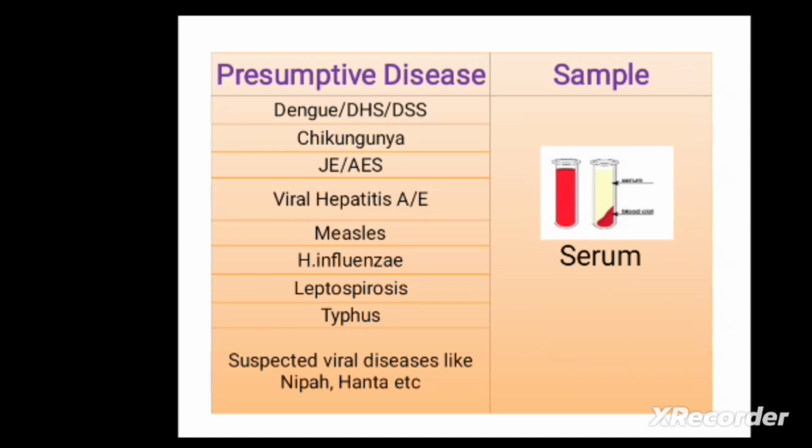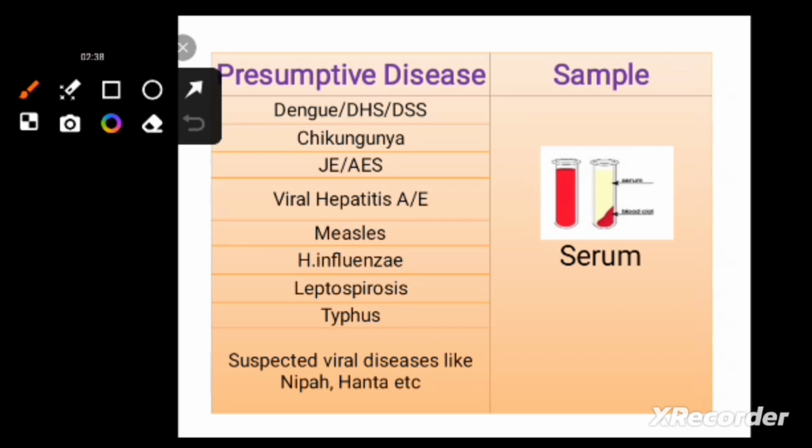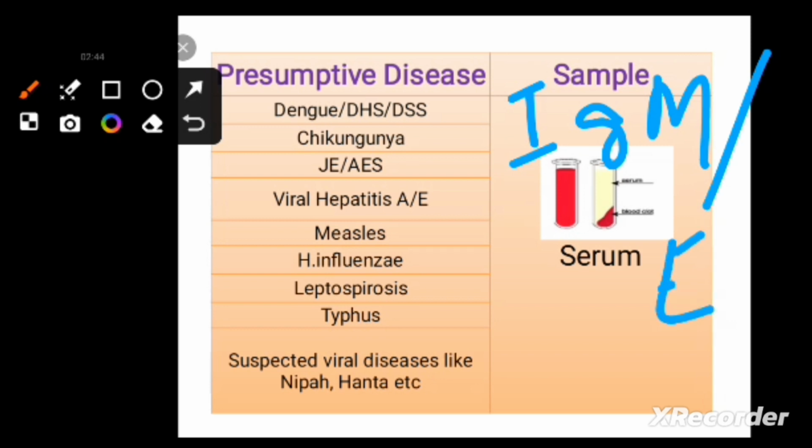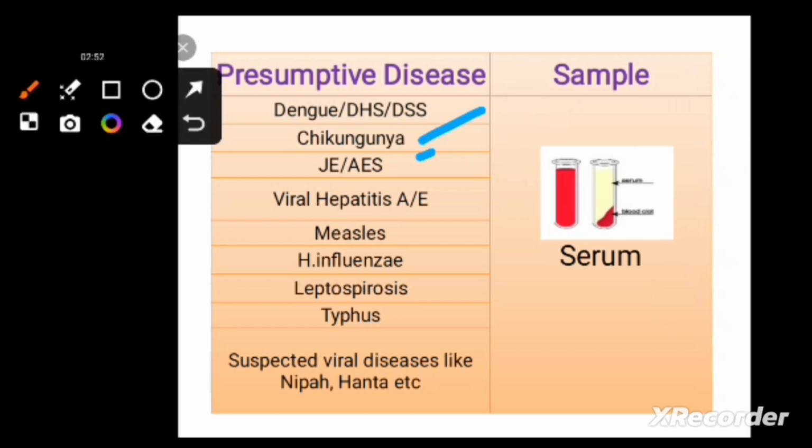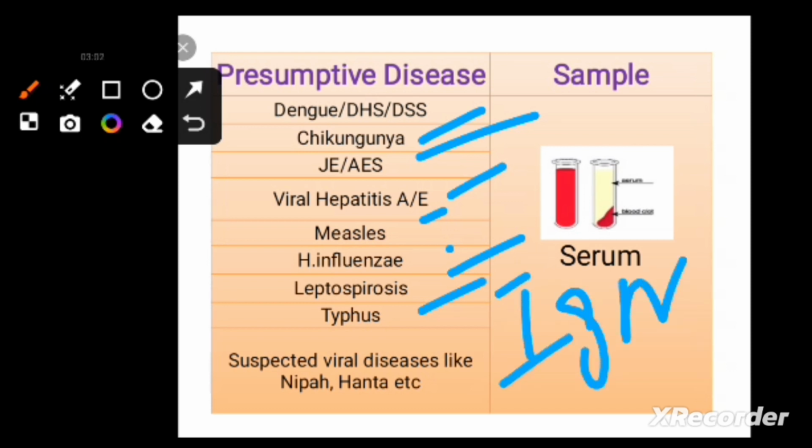In case of dengue, IgM ELISA or NS1 ELISA is done for diagnosing the disease. Whereas in case of chikungunya, AES-JE, viral hepatitis A, E, measles, Haemophilus influenza, leptospirosis, scrub typhus, in all those cases, IgM ELISA is done. Okay.